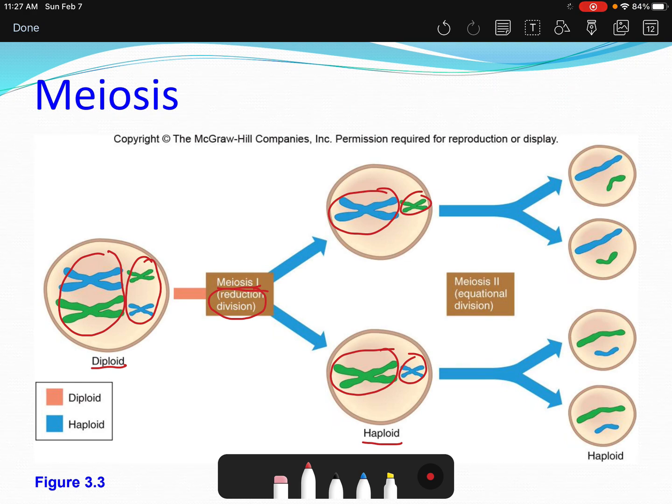And then during meiosis 2, we call that equational division because we go from haploid and we still are haploid. All we did is we pulled apart those sister chromatids, but there's still only 1 of every kind of chromosome in these cells. It's just that now they are unreplicated versus the replicated ones over here.